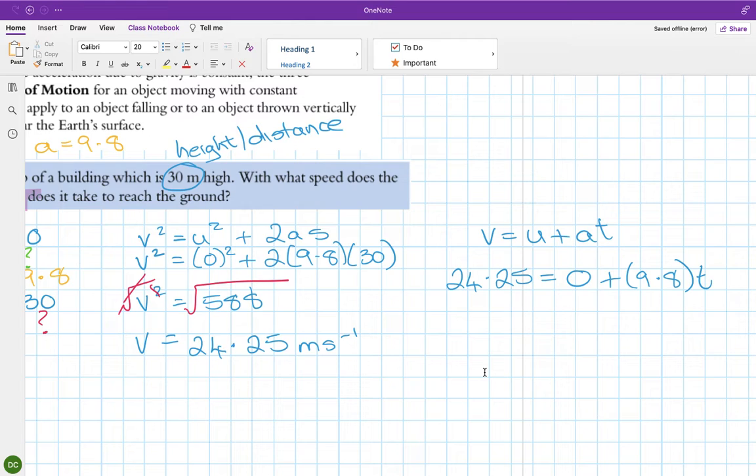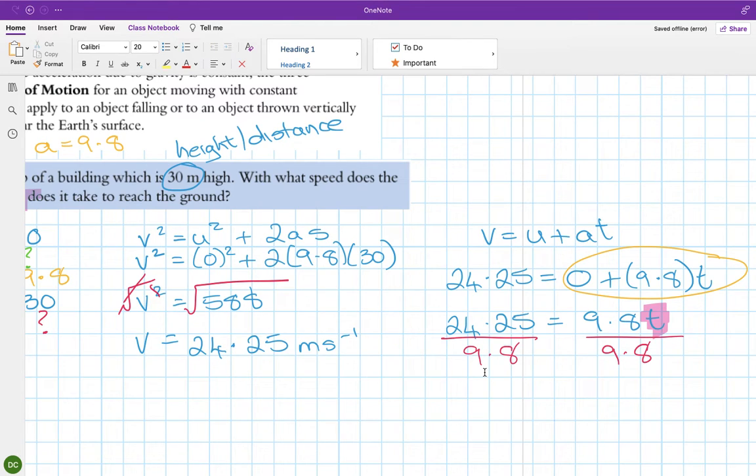So 0 plus 9.8t is just 9.8t. And then to isolate the t, I'm going to have to divide by 9.8 because the t is being multiplied by 9.8 at the moment, and I want that multiplied by 9.8 to go away. So I do that with a divided by 9.8. But you can't divide on the right unless you divide on the left. So 24.25 divided by 9.8 is 2.47 seconds.